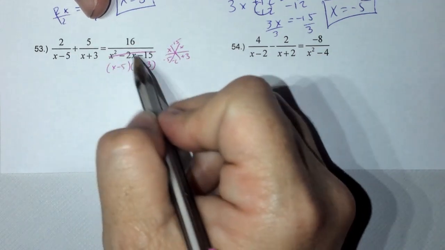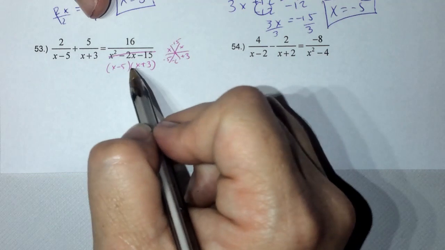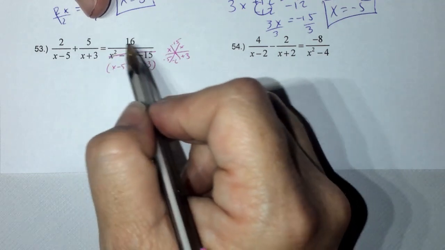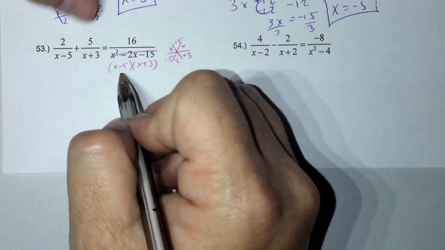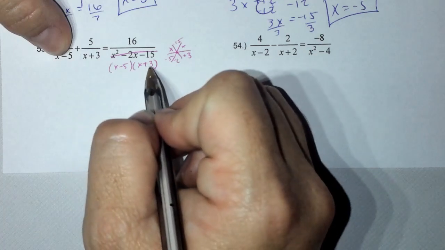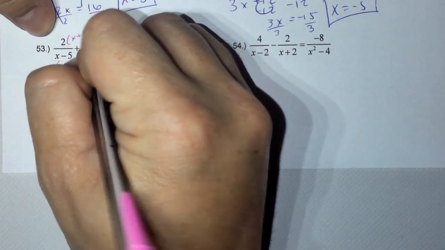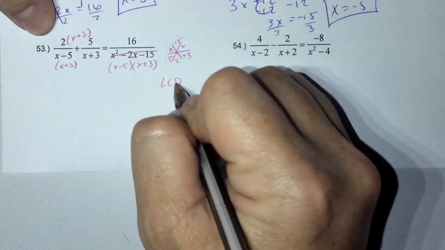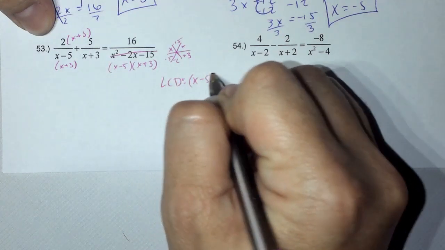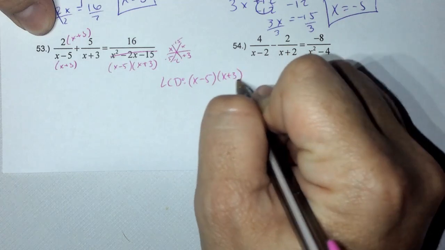I didn't change the denominator. I just wrote it a different way. This is still the same fraction. Well, this has x minus 5, this has x minus 5, this has x plus 3. So this needs an x plus 3 to match. My LCD here is x minus 5, x plus 3.